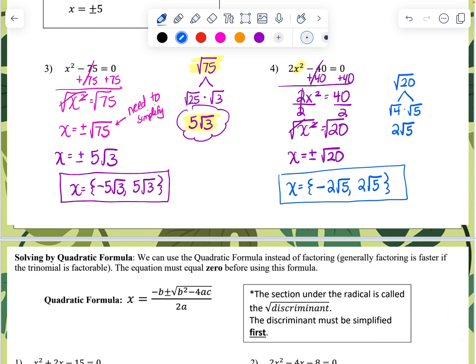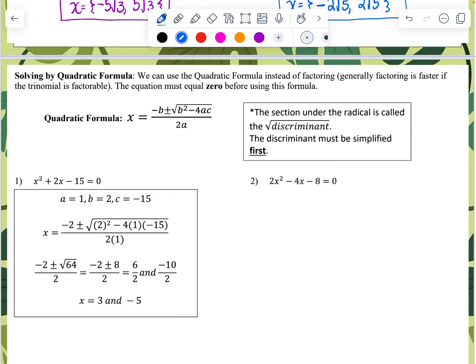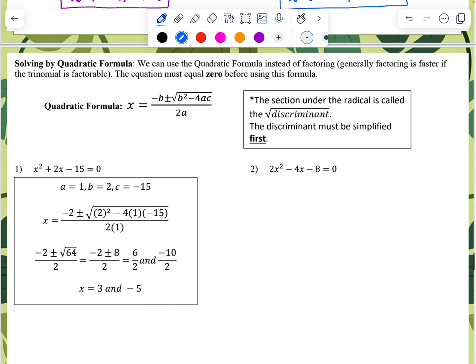The last method we're going to use for today is solving using the quadratic formula. We can use the quadratic formula instead of factoring. Usually factoring is easier and it also has fewer places for you to make mistakes. But two things: the equation has to be equal to 0 before we use the quadratic formula, and we have to be really careful.